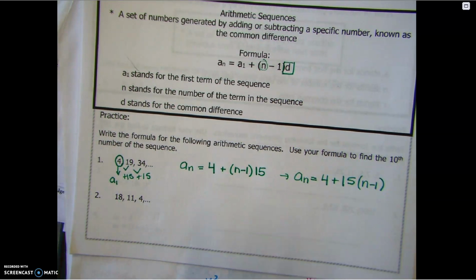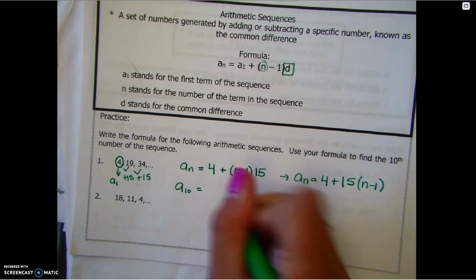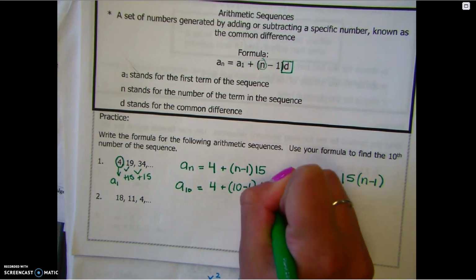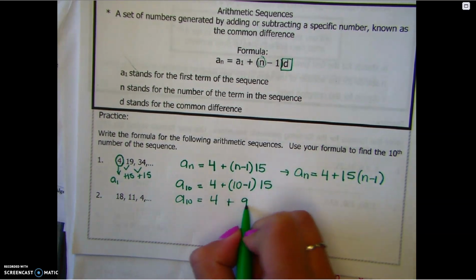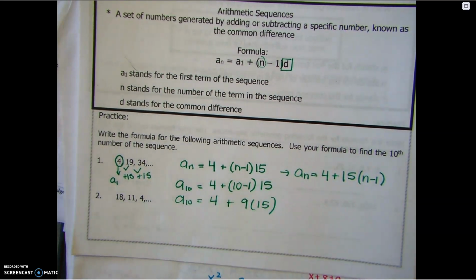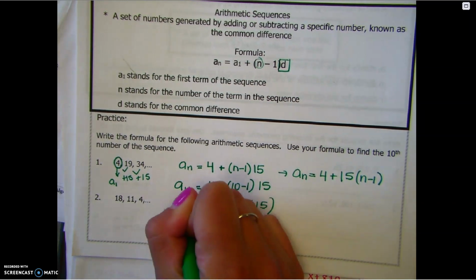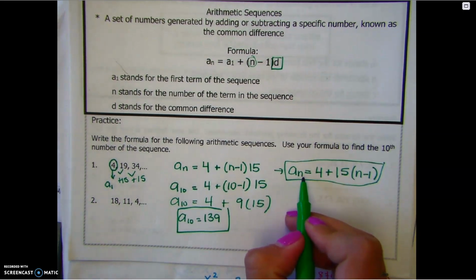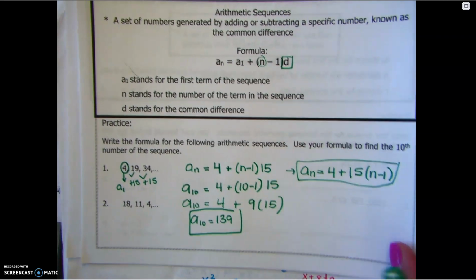So if I want to find the 10th term, then I would say I want to find a sub 10. In order to do that, I'm going to plug 10 in where I see n. So if I simplified that, I'd have 4 plus 9 times 15. 9 times 15 is 135, plus 4. So a sub 10 is 139. So my two answers: that would be the general formula for any term in the sequence, where I could change n, and this is specifically for the 10th term. So you can do another practice with number 2 there.